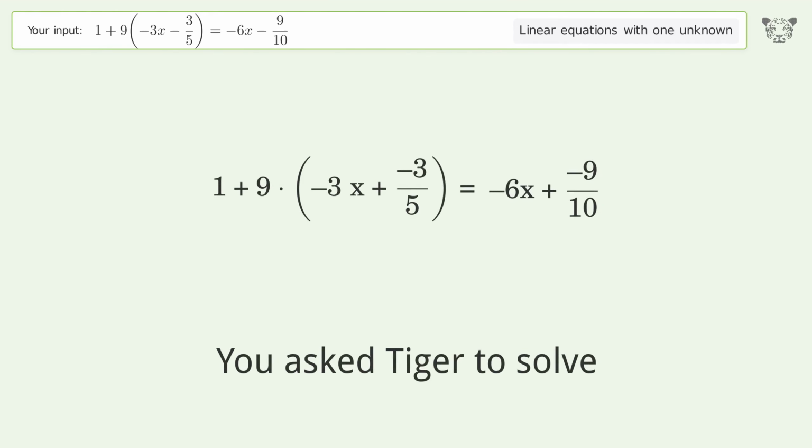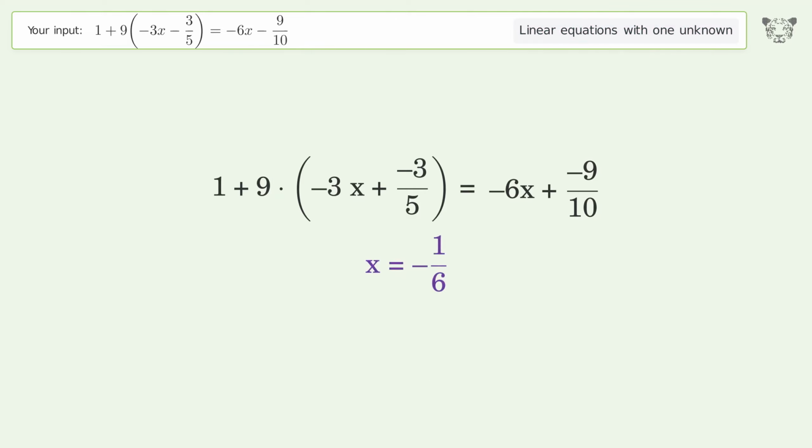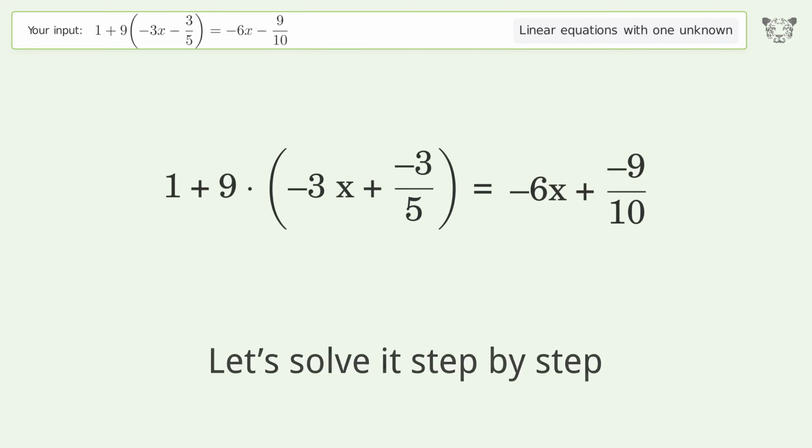You ask Tiger to solve this. This deals with linear equations with one unknown. The final result is x equals -1/6. Let's solve it step by step.